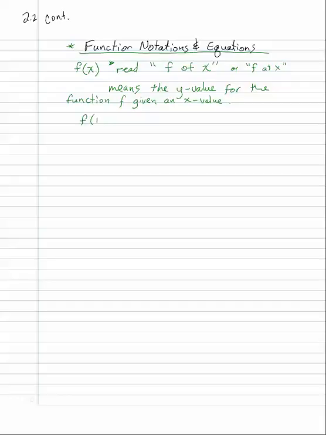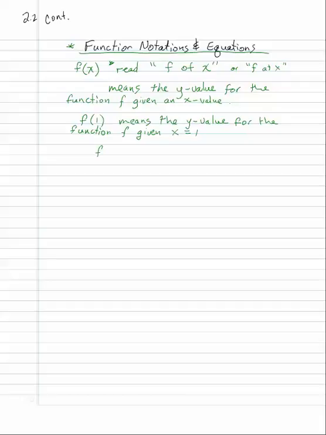Okay, so f of 1 would mean, the long-winded version, the y value for f that gets paired with x equals 1. So it's the y value for the function f given x equals 1. So it's the y value that's matched with the x value 1.